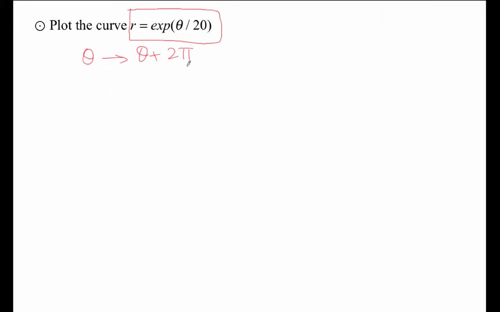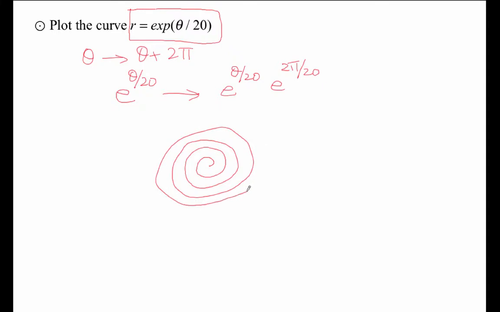Here, if I make theta go to theta plus 2 pi, then e to the theta by 20 will go to e to the theta by 20 times e to the 2 pi by 20. Now, if I increase theta still further by 4 pi, then it'll go to e to the 4 pi by 20, etc. So you can see that in this case, r equals e to the theta by 20 is going to be something that will increase, and as theta increases, r will just keep increasing and increasing like this.